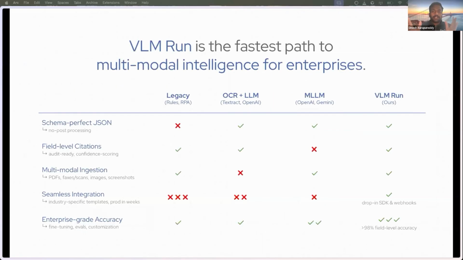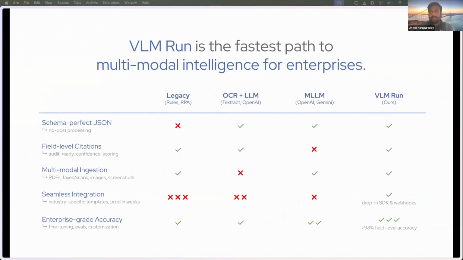Now let's put all this into perspective with a quick comparison. In most enterprises and among developers today, you will find legacy RPA-based methods. These are brittle, hard-coded, and fail when layouts change. There is a huge paradigm of OCR plus LLM, where you could run Textract plus OpenAI ChatGPT and then extract data.